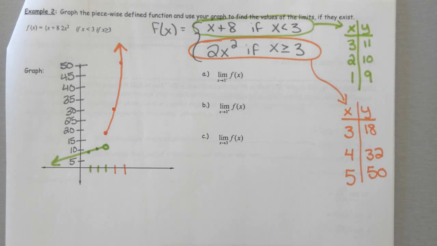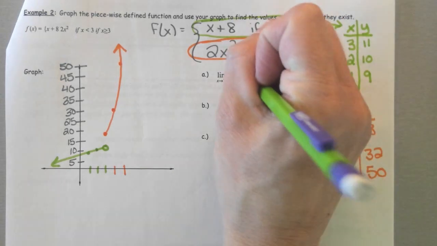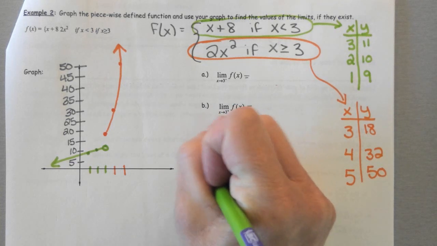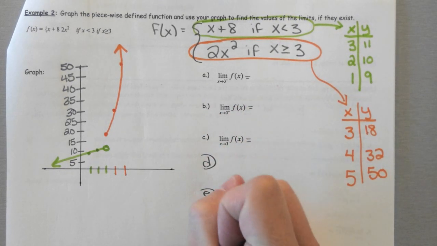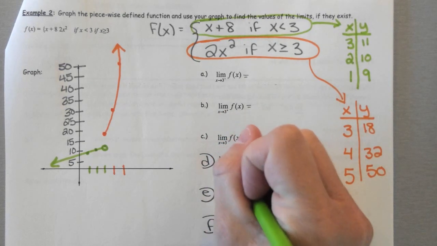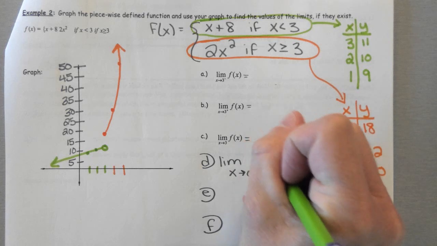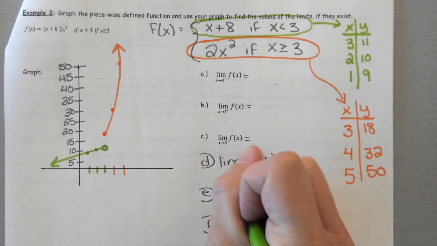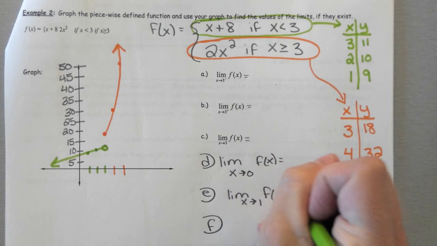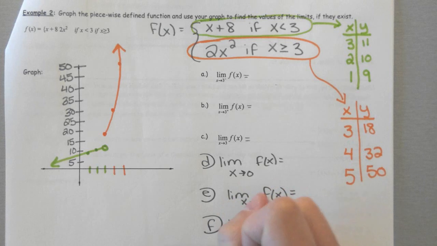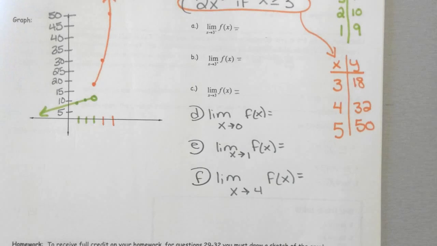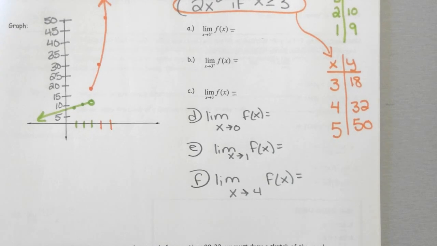All right, so we have got 3 things that I want to find the limit of that are already here and ready to rock. I'm going to give you 3 more. D, E, and F. All right, here we go. I want to find the limit as x approaches 0 of f of x. The limit as x approaches 1 of f of x. And the limit as x approaches 4 of f of x. Okay, so those are the ones that I'd like to please calculate.